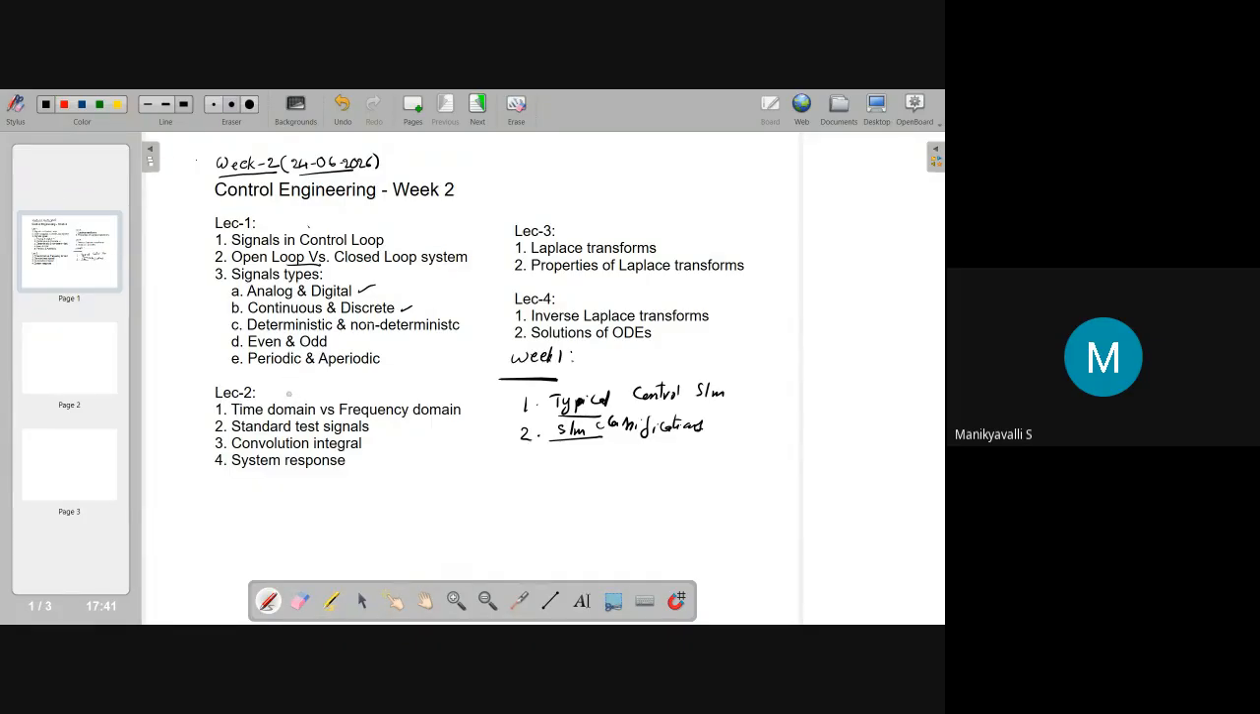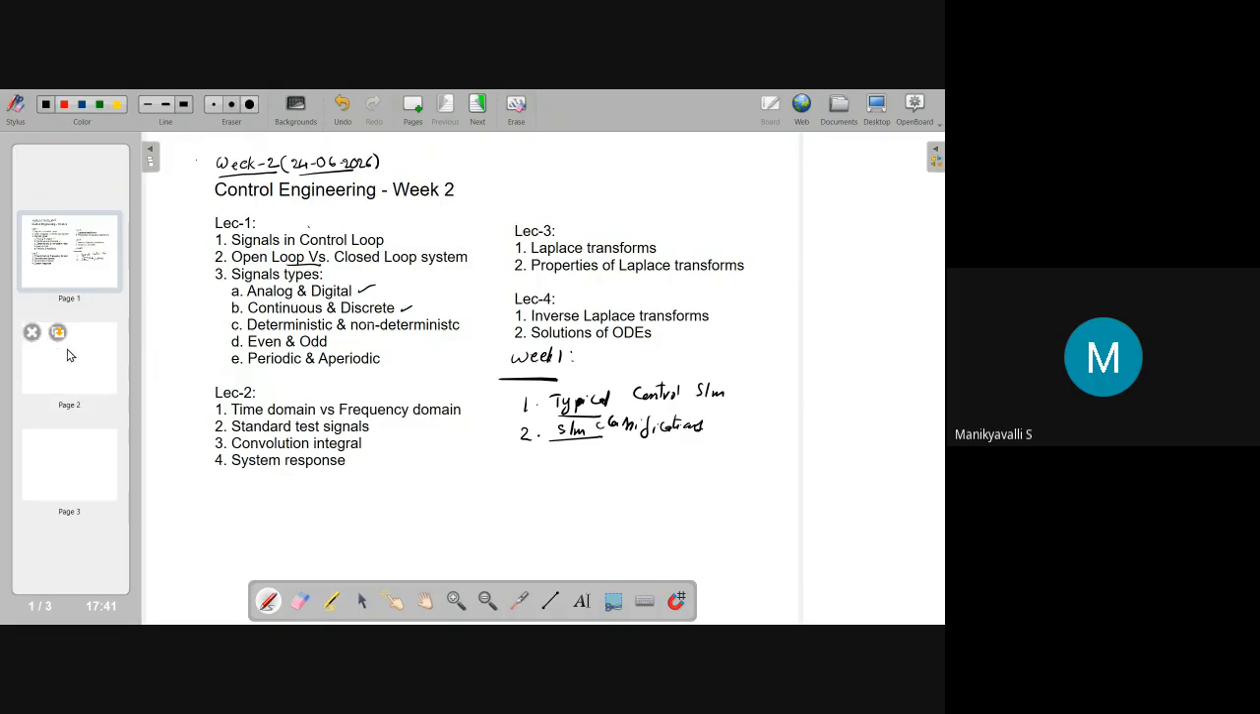In lecture 2, you will learn about time domain versus frequency domain, the standard test signals, convolution integral, and system response. In lecture 3, the professor has explained the Laplace transform, properties of Laplace transforms, and Laplace transforms for typical, commonly used signals. Then in lecture 4, the professor has explained the inverse Laplace transform and solutions of ODEs using the inverse Laplace transform.